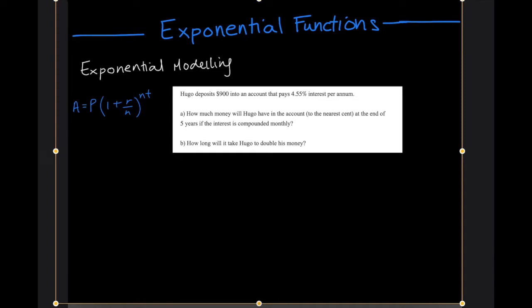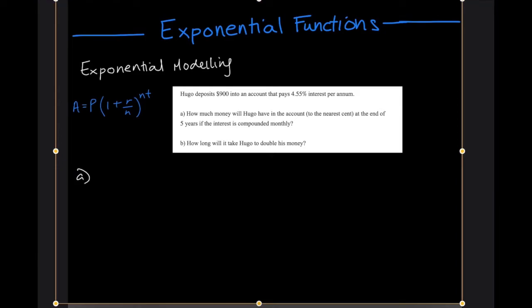So we have Hugo deposits $900 into an account that pays 4.55% interest per annum, which is the same thing as per year. Part A of the question is, how much money will Hugo have in the account to the nearest cent at the end of 5 years if the interest is compounded monthly? And part B is, how long will it take Hugo to double his money? Okay, so let's work with part A first.